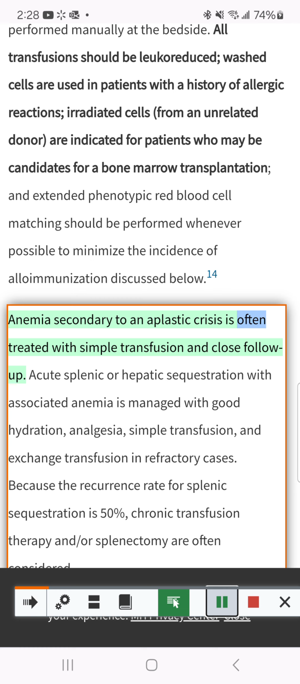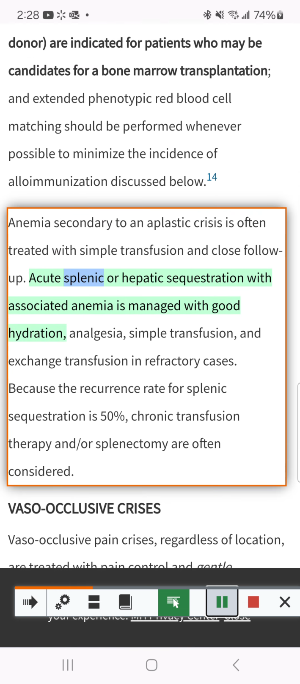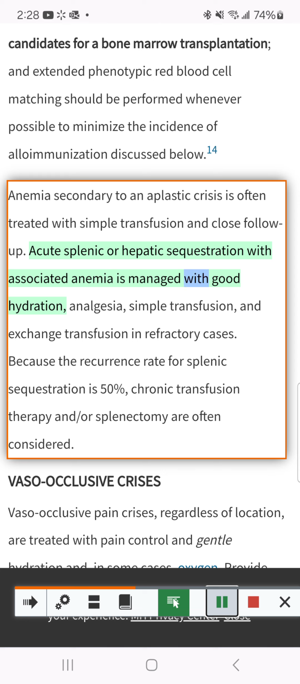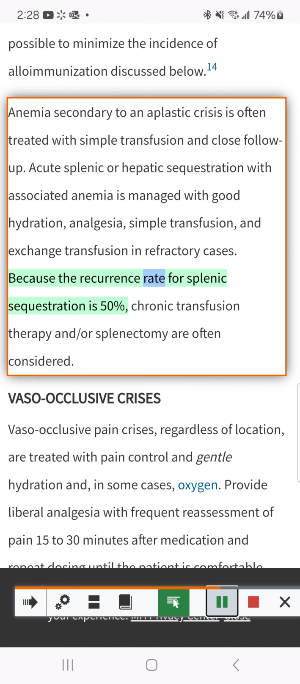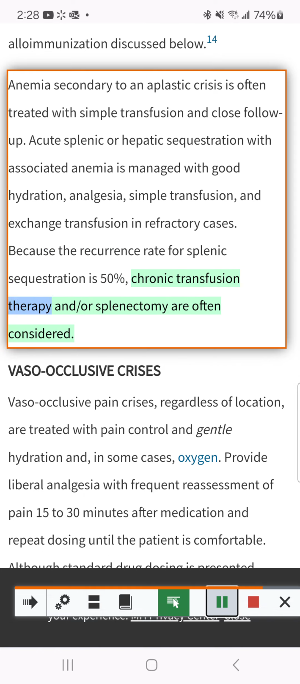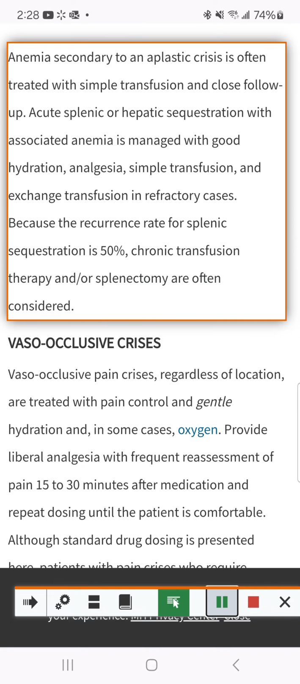Anemia secondary to aplastic crisis is often treated with simple transfusion and close follow-up. Acute splenic or hepatic sequestration with associated anemia is managed with good hydration, analgesia, simple transfusion, and exchange transfusion in refractory cases. Because the recurrence rate for splenic sequestration is 50%, chronic transfusion therapy and/or splenectomy are often considered.